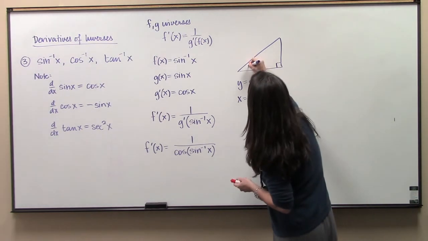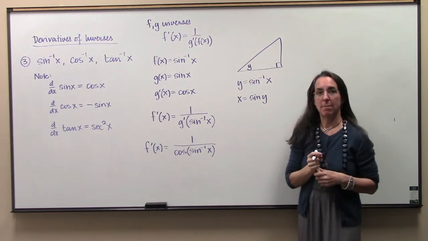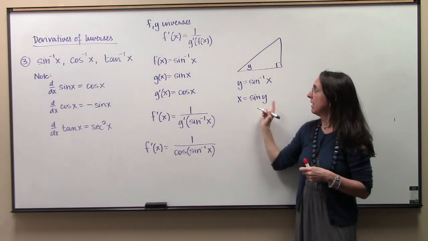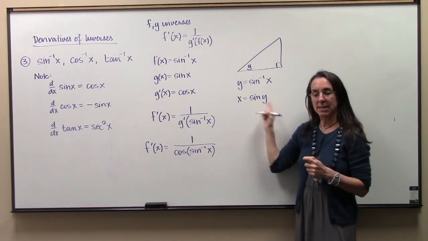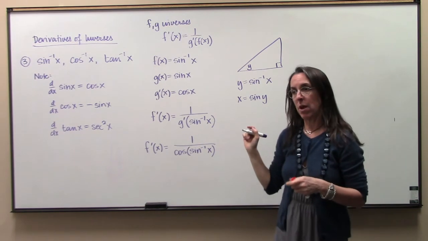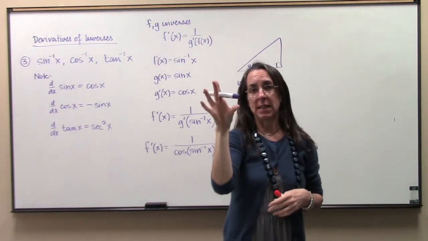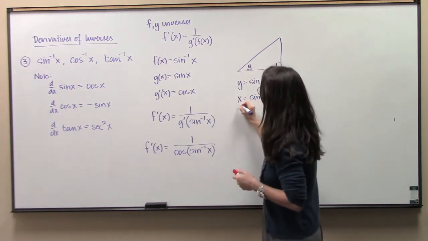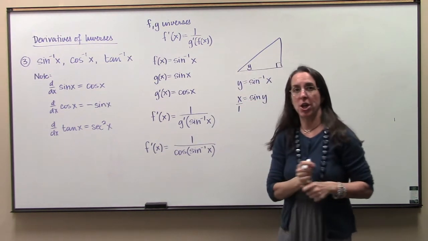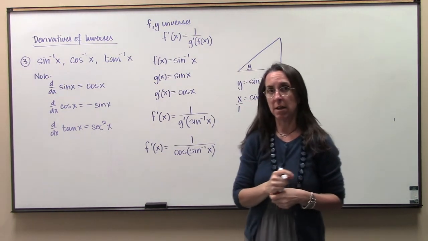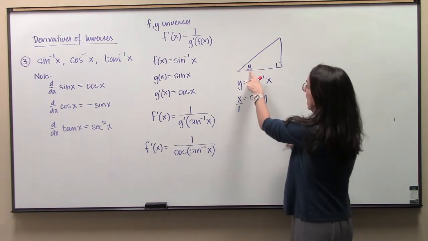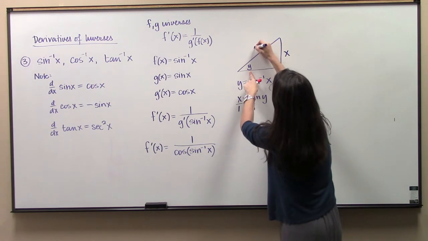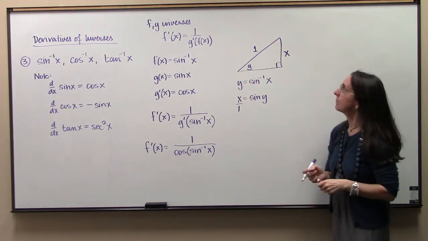So let's make this angle here equal to y. And the sine of this angle is equal to x, and the sine of an angle is equal to the ratio of the opposite to the hypotenuse, right? So the opposite to the hypotenuse are in a ratio of x to 1. And so if this is the angle, this is the opposite, and this is the hypotenuse, right?